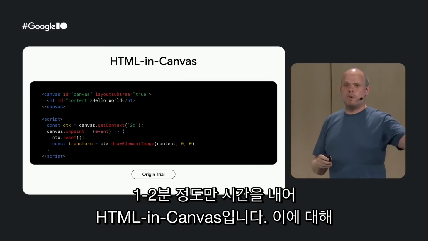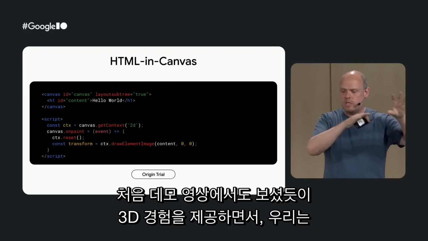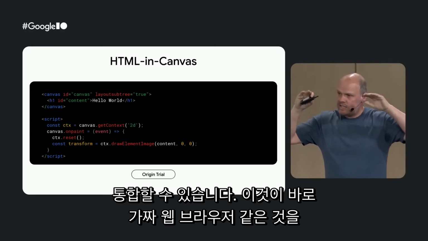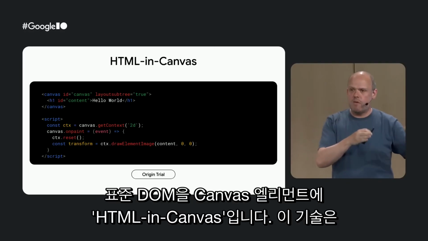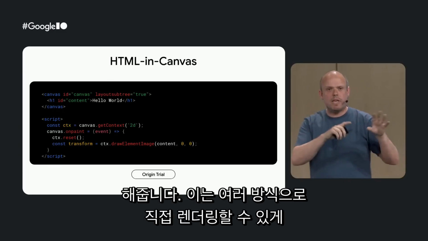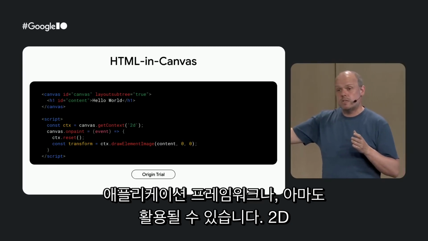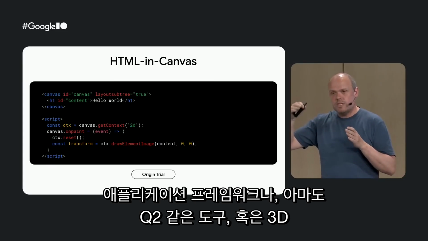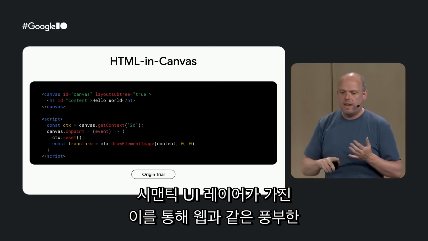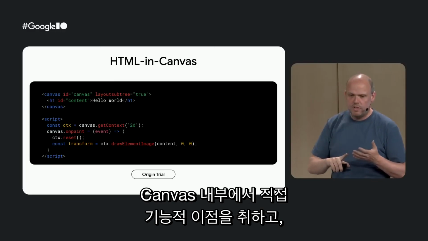You saw from the demo at the start this 3D experience, where we can integrate a fake web browser into a computer. That's HTML in Canvas. What it lets you do is render standard DOM directly into a Canvas element. This can be used in a number of different ways. You can imagine 2D application frameworks, maybe something like Qt, or even 3D engines starting to integrate this so that they can take the functional benefits of the web's rich semantic UI layer and have real DOM content that's searchable, translatable, accessible.